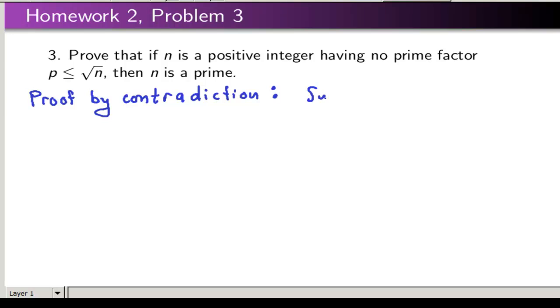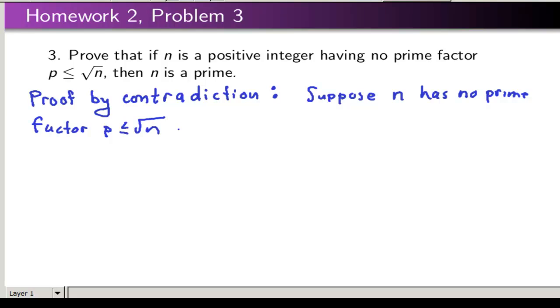So suppose, again, the hypotheses: n is a positive integer having no prime factor p less than or equal to the square root of n, and that n is composite. So we're assuming the opposite conclusion. And let's see what goes wrong.